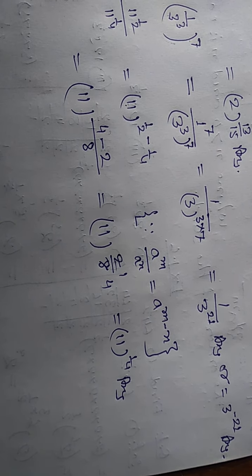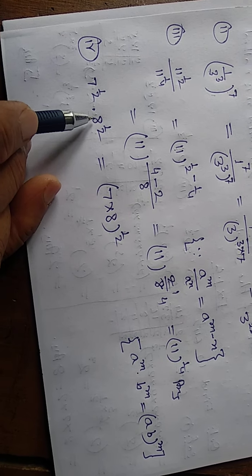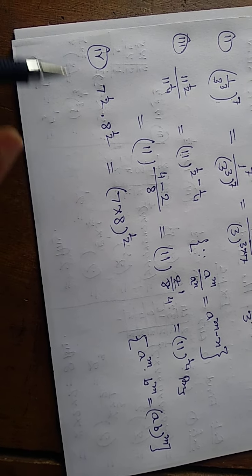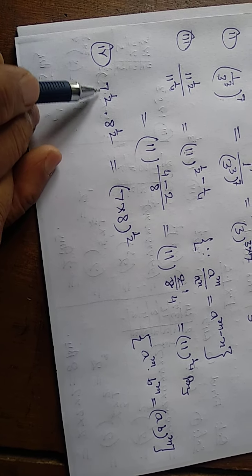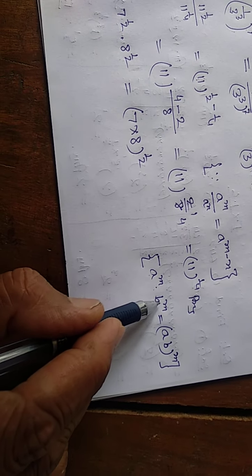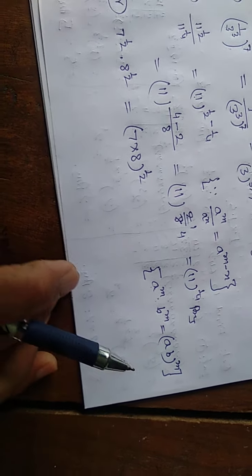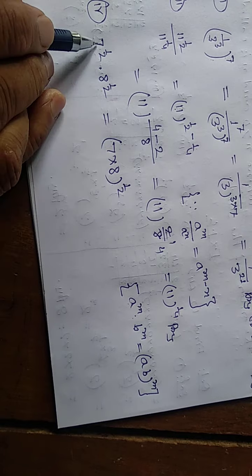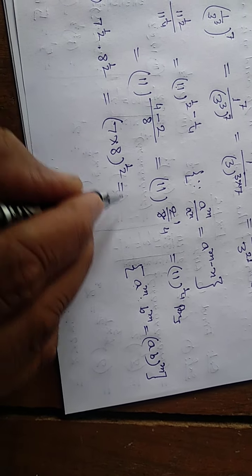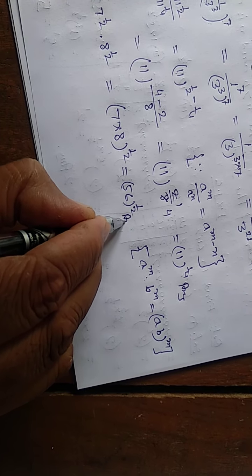Now 4. Now fourth number, 7 to the power 1 by 2 into 8 to the power 1 by 2. Exponents are same but bases are different. That means you will write only one exponent and multiply the bases. Like this, a to the power m into b to the power m is equal to (a into b) whole to the power m. In the same way, here 7 into 8, (7 into 8) whole to the power 1 by 2. 7 8s are 56, 56 to the power 1 by 2, and this is the answer.